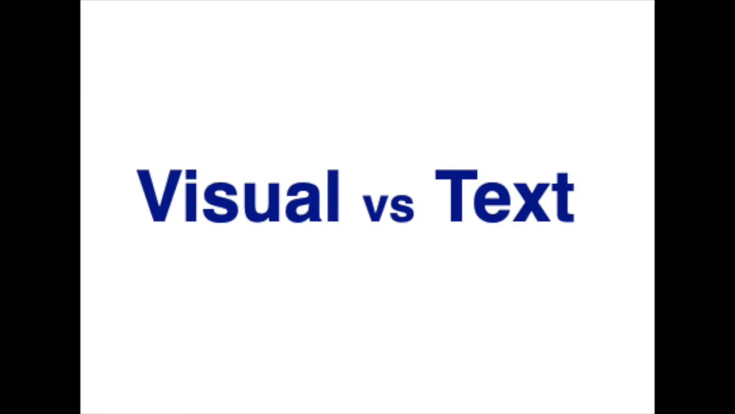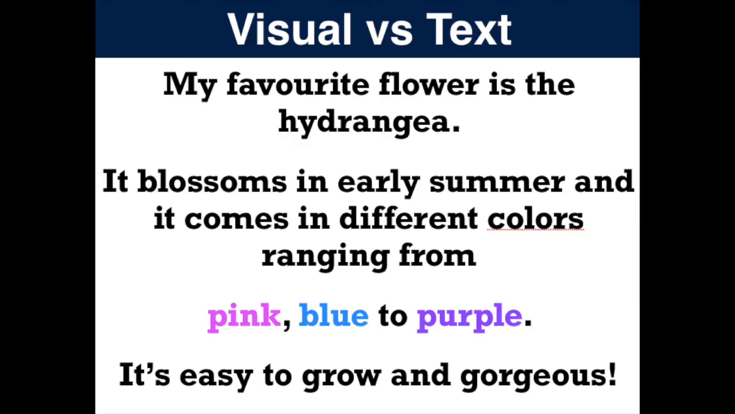Let's look at an example. Here is a text about a flower called a hydrangea. My favourite flower is the hydrangea. It blossoms in early summer and it comes in different colours, ranging from pink, blue to purple. It's easy to grow and gorgeous.